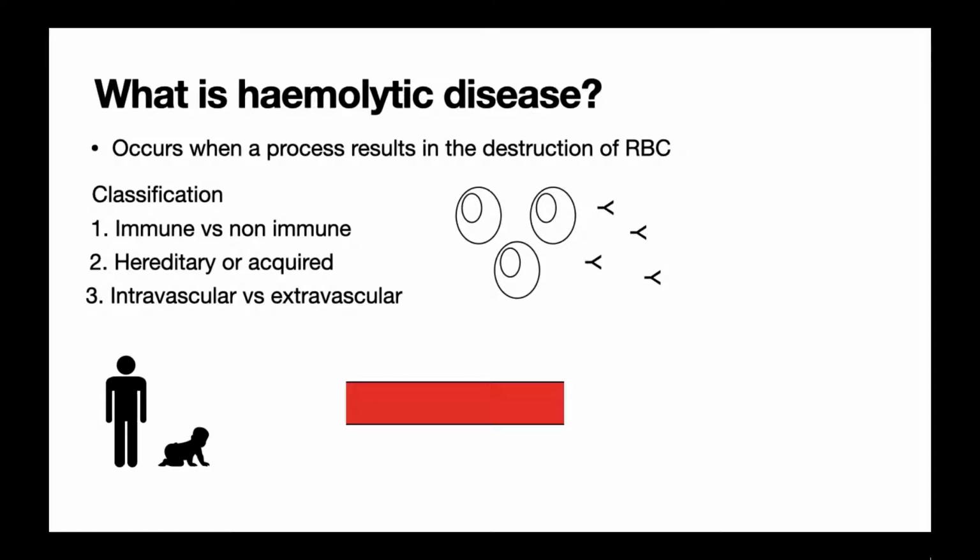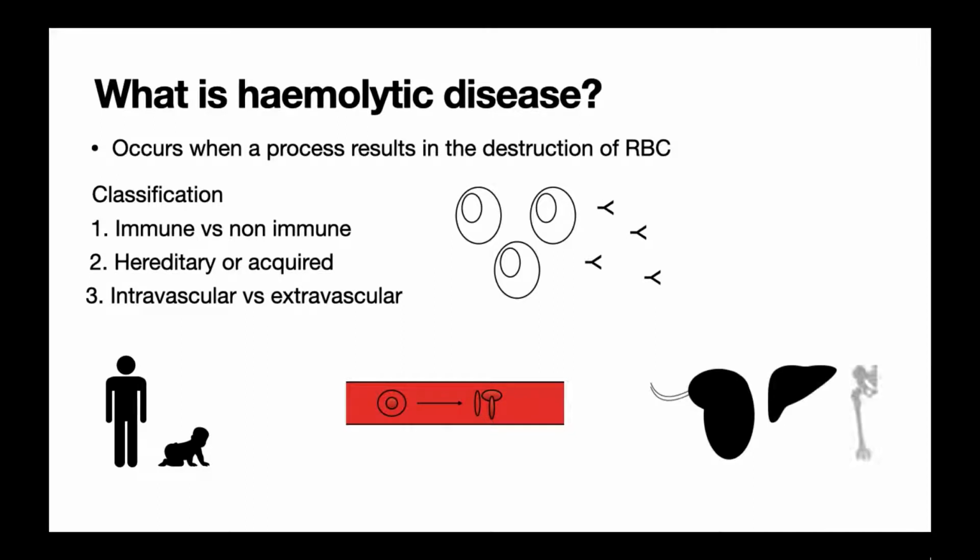The final way we can classify a hemolytic disease is whether it's intravascular or extravascular. What this essentially refers to is the location. Are the red blood cells being destroyed within the vasculature, or are they being destroyed outside of the vasculature? In this case, it would refer to organs such as the spleen, the liver, and the bone marrow. Here you will find macrophages, which will phagocytose those red blood cells, resulting in their destruction.